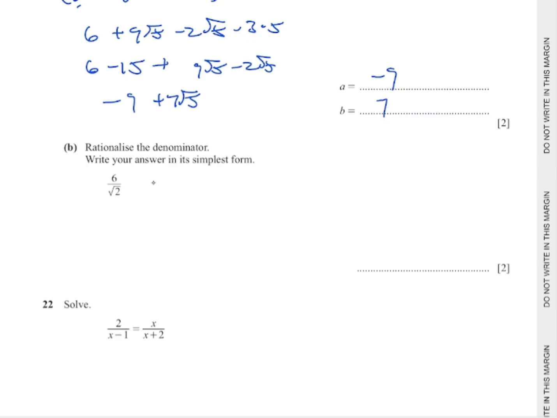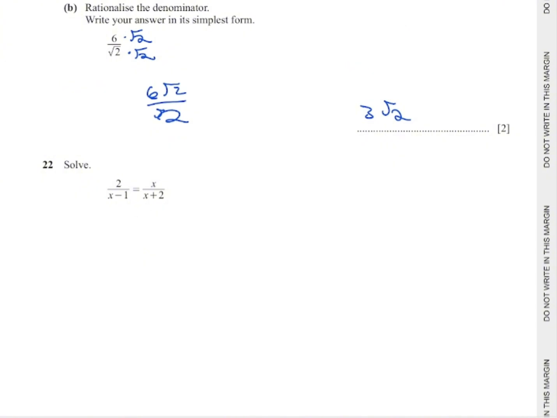Rationalize the denominator, write your answer in the simpler form. So what we do, we just times both by square root 2. We get 6 square root 2 over 2. So 3 square root 2. And solve. So what we do, we times the denominator to each side.